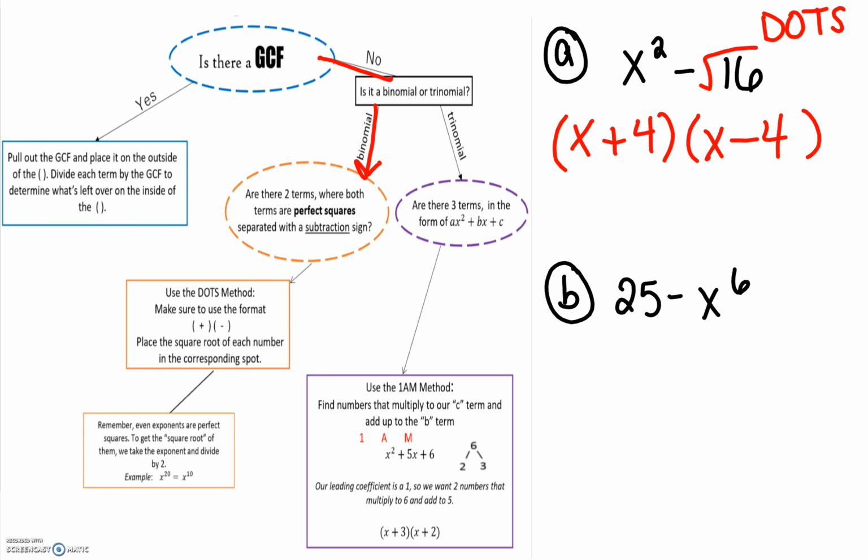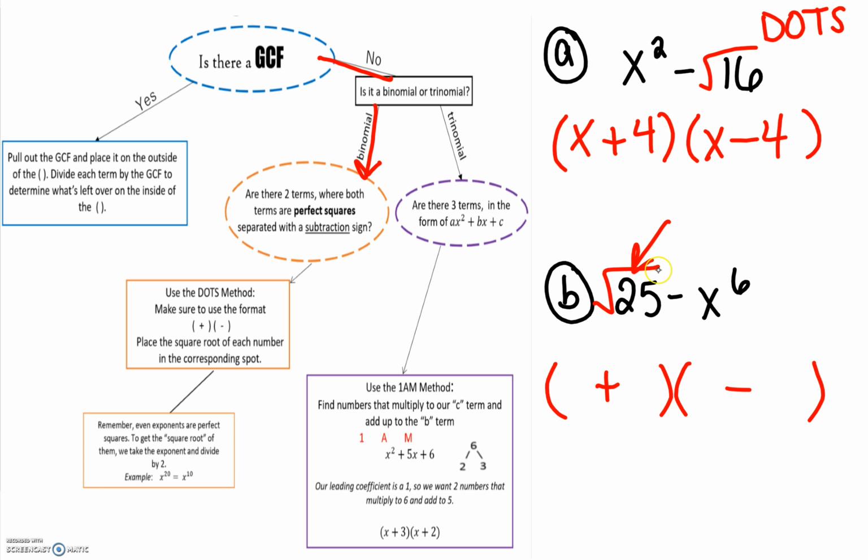Same thing for the bottom one. So we have 25, which is a perfect square, and x to the 6th, which is a perfect square since that's an even exponent, and we are subtracting the two terms. So set up our double bubble. We're going to put a plus sign and a minus sign. Now for this problem, we should notice that the number comes first, so our number has to go first before our positive and negative sign.